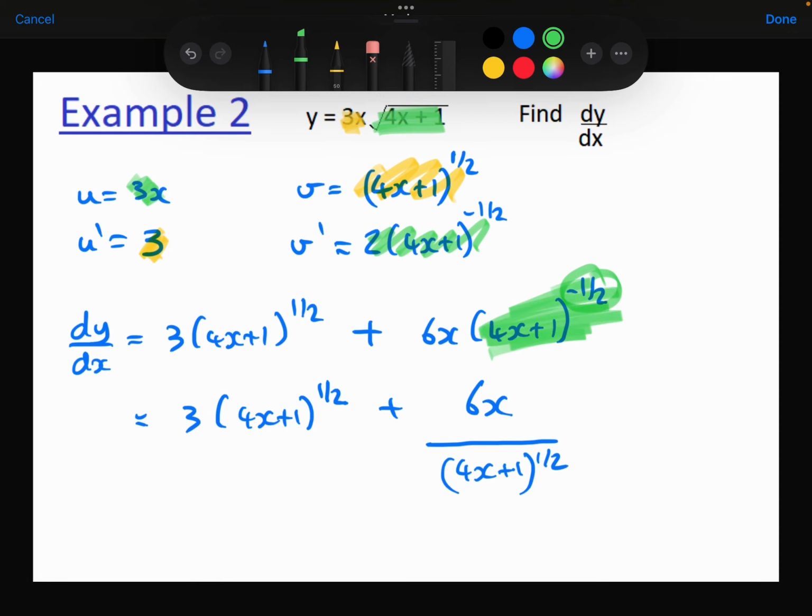This is the same thing as having this. So now this makes me start to think about common denominators. The denominator here is currently 1. So if I want to get a common denominator, I want to multiply the bottom here by 4x plus 1 to the power of a half, so that I've got a common denominator here and here. If I do that, I need to do the same thing to the numerator. I need to times by 4x plus 1 to the power of a half.